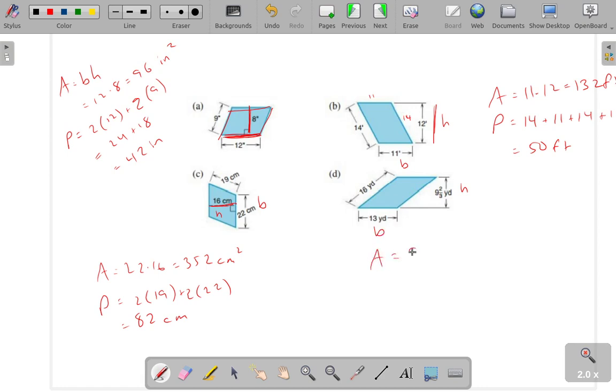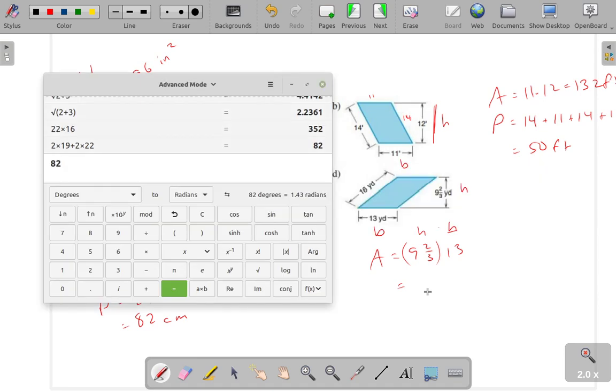My area here would be 9 2/3 times 13. Height times base. I guess I have those backwards. H times b, but b times h and h times b are the same thing. When plugging this into the calculator, mixed numbers are a little bit annoying to deal with, because to enter them into the calculator you have to use two operations. You have to do both addition and division there.